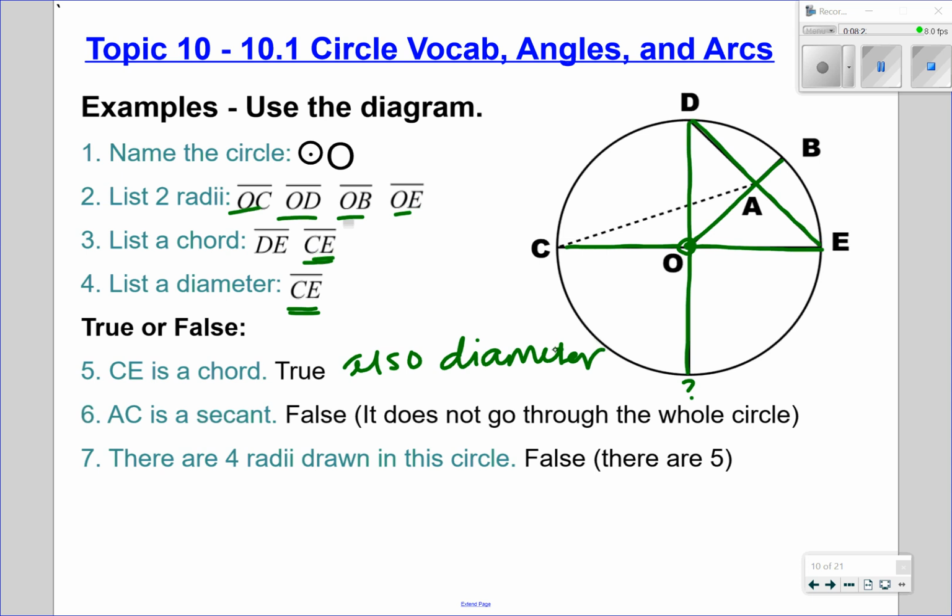Number 6, AC is a secant. That is false because AC does not touch the circle twice. It only touches it once. And it's not a continuous line. So that one is completely false.